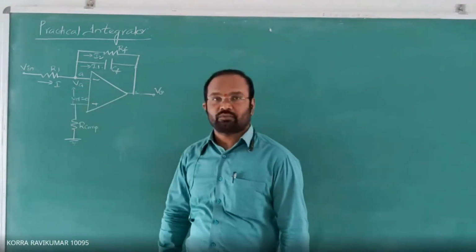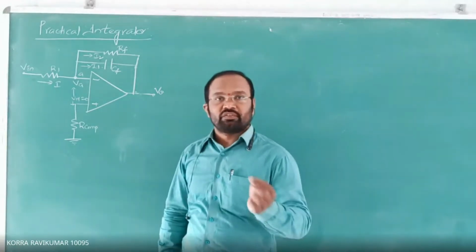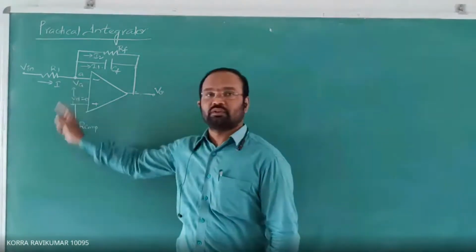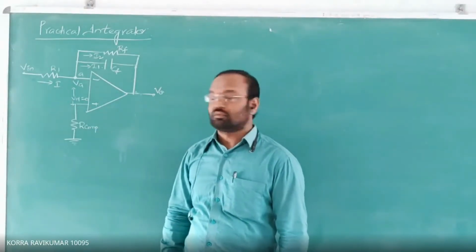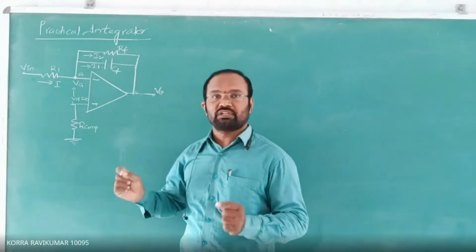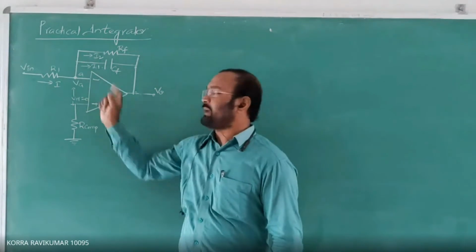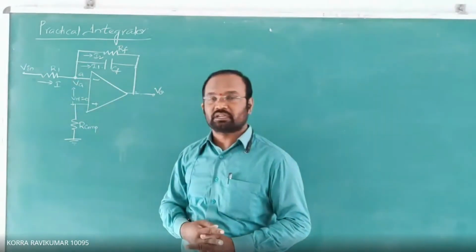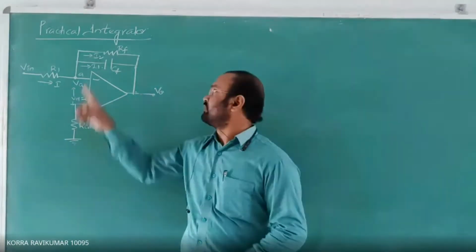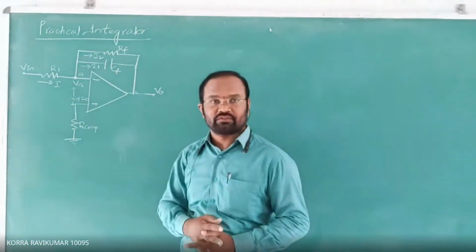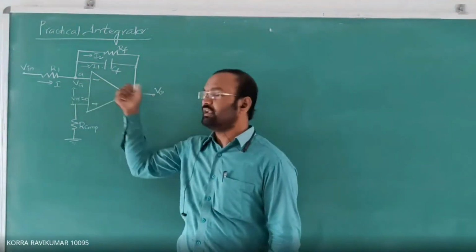VA is the virtual potential, the voltage present at the virtual node. The virtual node is A. For a virtual node, the potential is always 0. And this is the capacitor connected between the inverting terminal and output terminal. And this is RF, the feedback resistance, which is also connected between the inverting terminal and output terminal.